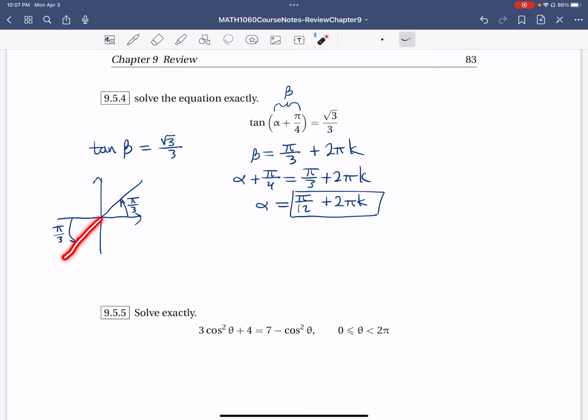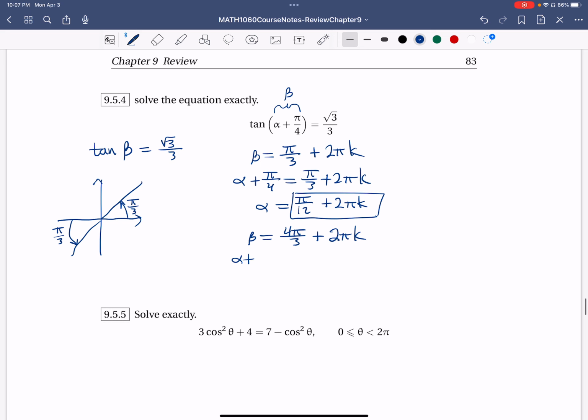Now we'll get a solution coming from our second value for beta, which is going to be 4 pi over 3. So we'll say beta equals 4 pi over 3 plus any integer multiple of 2 pi. So that tells us that alpha plus pi over 4 is equal to that same thing. And now what we're going to do is subtract pi fourths from both sides again. And this time that's going to give us that alpha equals 13 pi twelfths plus 2 pi k. And so now that's our second set of solutions coming from that second possible angle for beta.